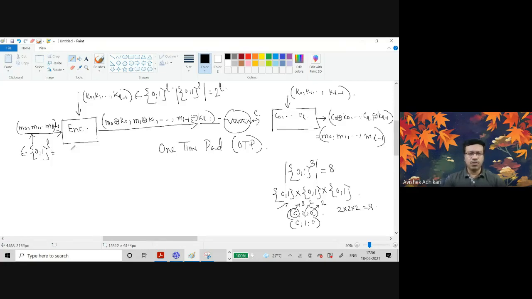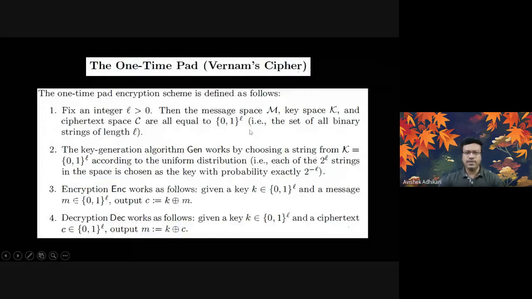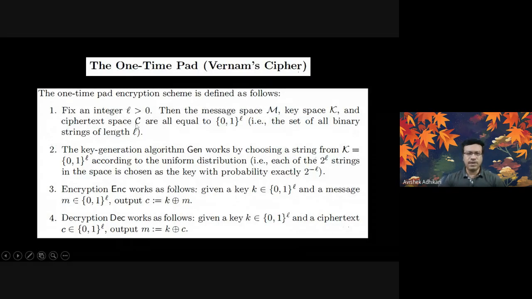Similarly, the key space also has cardinality 2 to the power L, and the ciphertext space is also 2 to the power L. So that's why the key space, the ciphertext space, and the message space, all of them are of equal size, having 2 to the power L many elements.